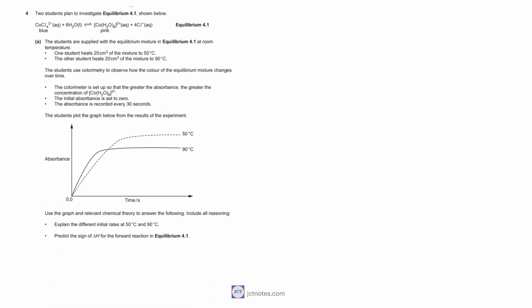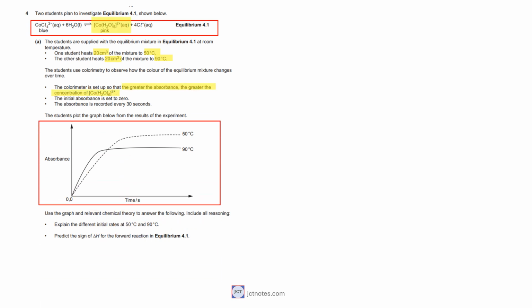Question 4 is about a given equilibrium. Two students observe the evolution of the reaction at different temperatures, 50 degrees Celsius and 90 degrees Celsius, and we are provided with a plot of the absorbance, related to the pink color of the product, over time. Using the graph and the relevant chemical theory, we are asked to explain the difference between the initial rates at 50 degrees Celsius and 90 degrees Celsius and predict the sign of the change in enthalpy of the reaction.